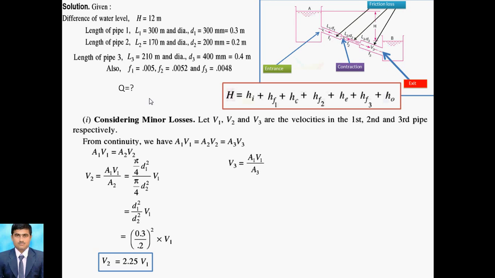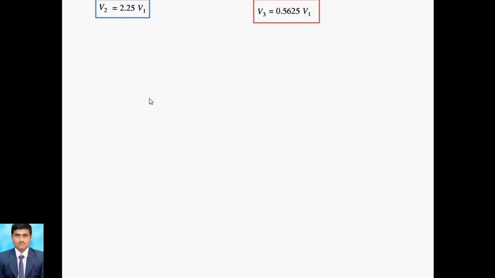Then again for A3 V3 = A1 V1, for V3 we compute pi by 4 D1 square divided by pi by 4 D3 square, so the pi by 4 cancels. Then we put in the values D1 = 0.3 and D3 = 0.4, which we already mentioned. Then V3 = 0.5625 V1. So these are the values for V2 and V3; V2 and V3 are now known.